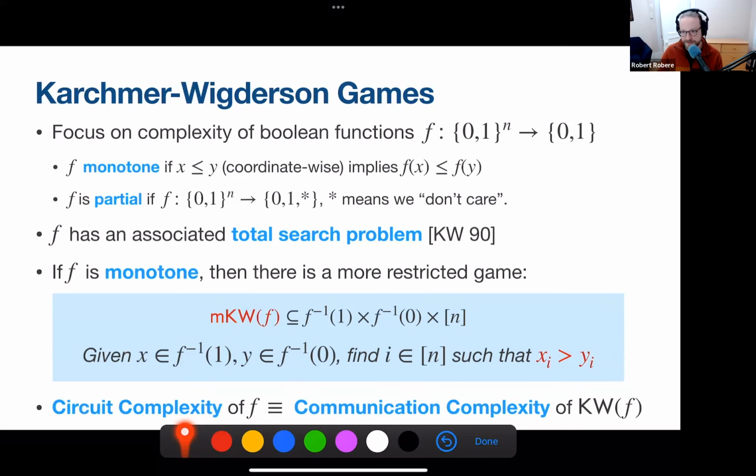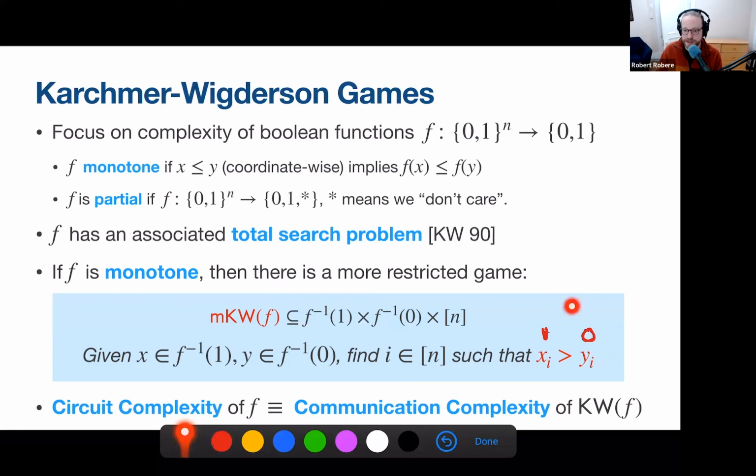In fact, if f is a monotone function, then we can restrict the game a little bit and make it a little bit harder. This is the monotone Karchmer-Wigderson game. Now, instead of just asking for a coordinate where xi is different from yi, we want to find a coordinate where xi is strictly bigger than yi. In other words, where xi is 1 and yi is 0.